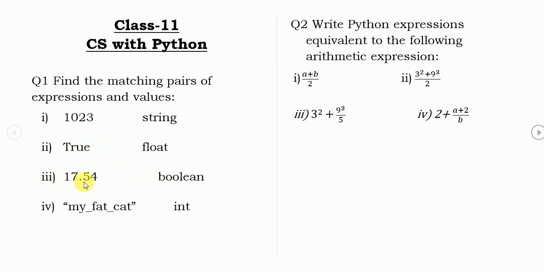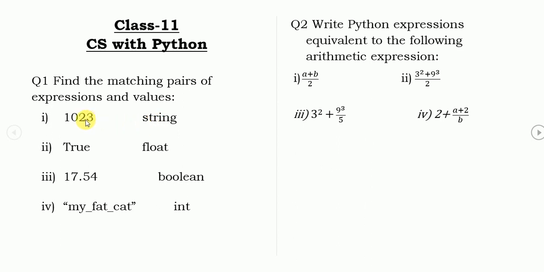Next is the number 17.54. Here the number 17.54 has a decimal point, or it has a fractional part, that is 54, so it is a float number. And the next is my_fat_cat with underscores between the words and the full word enclosed in double quotes. So this is a string type. String is basically a collection of characters enclosed in single quotes or double quotes.